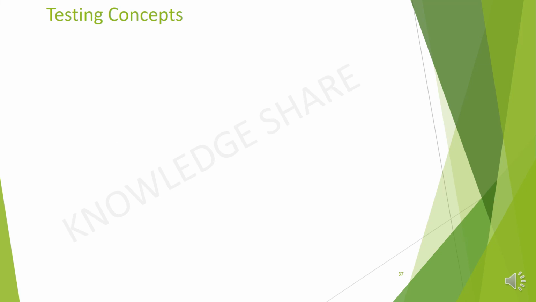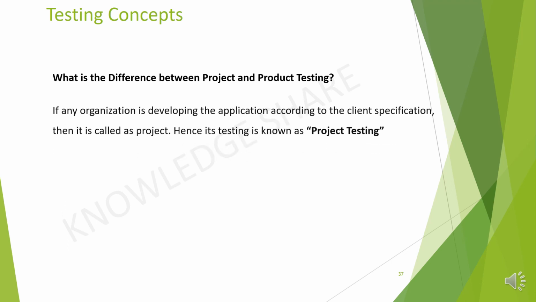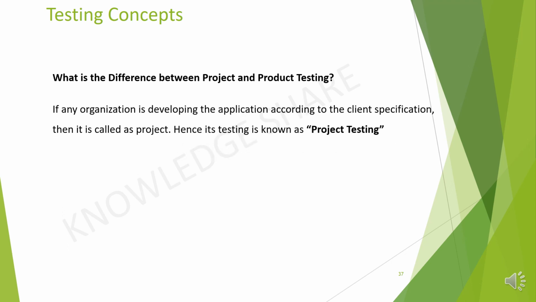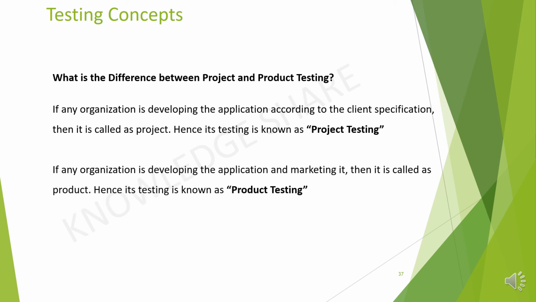Question. Difference between project and product testing. If any organization is developing the application according to the client specification, then it is called as project. Hence, its testing is known as project testing. Whereas, if any organization is developing the application and marketing it, then it is called as product. Hence, its testing is known as product testing.